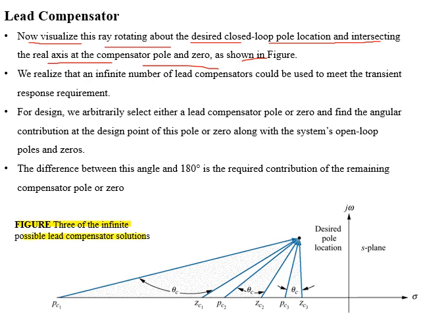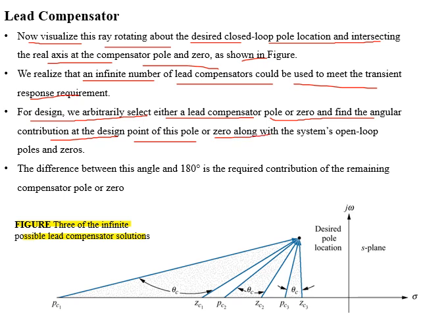We realize that an infinite number of lead compensators could be used to meet the desired transient response requirement. For this, we arbitrarily select either a lead compensator pole or zero and find out the angular contribution at the design point of this pole or zero along with the system's open loop poles and zeros. The difference between this angle and 180 degrees is the required contribution of the remaining compensator pole or zero.